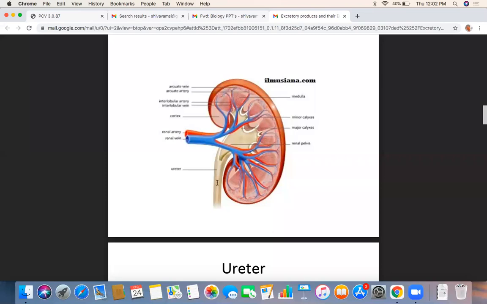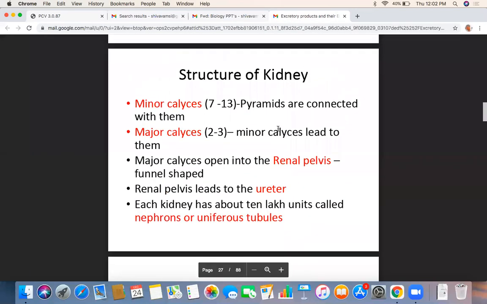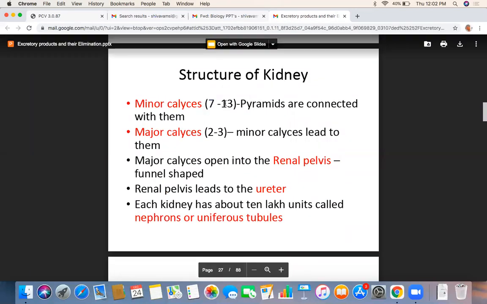Pelvis will take it into the... minor calyx is near to the papilla, correct? And then finally it will all empty into the ureter. Are we able to understand? Minor calyces will be what? 7 to 13 will be there. Pyramids are connected with them.